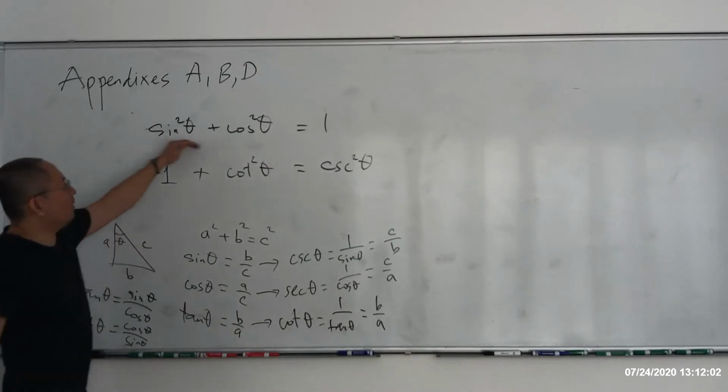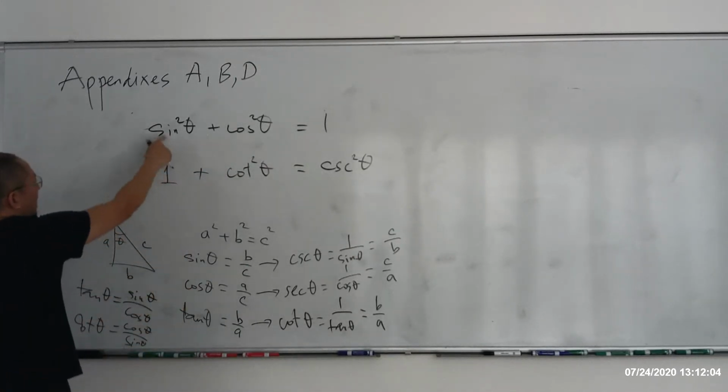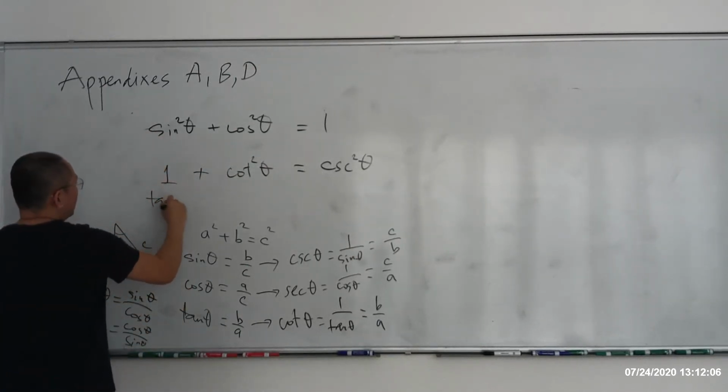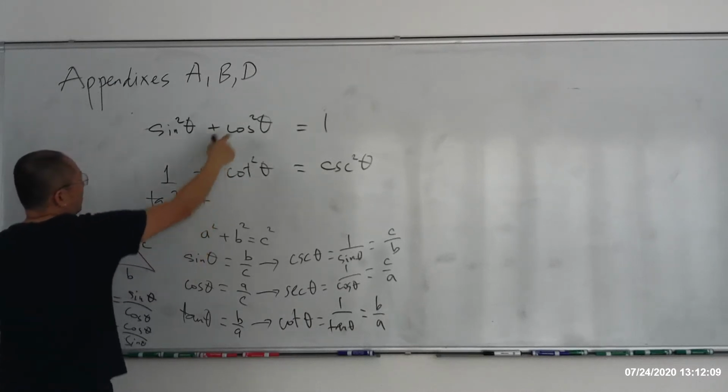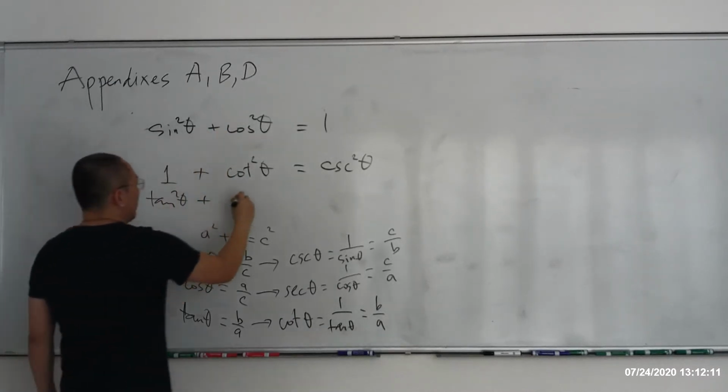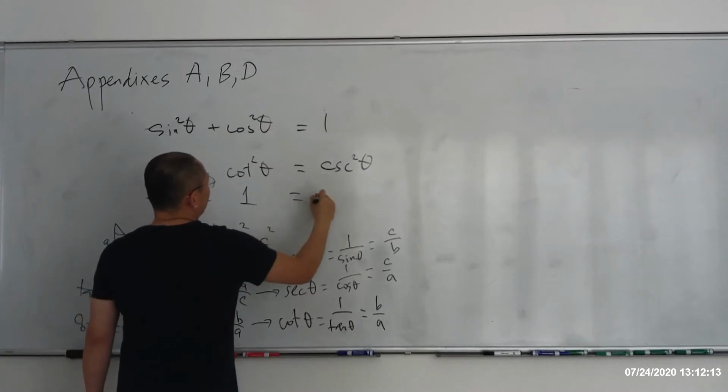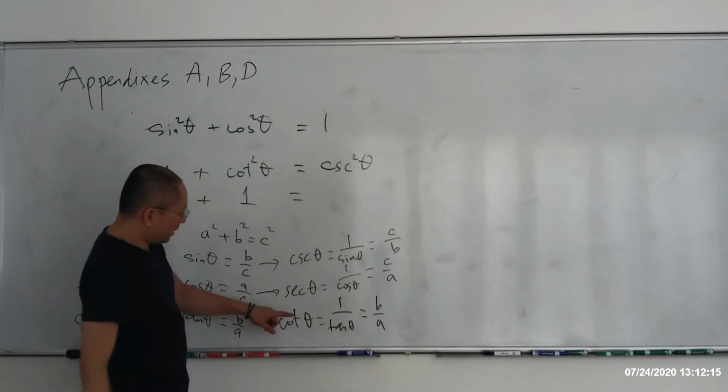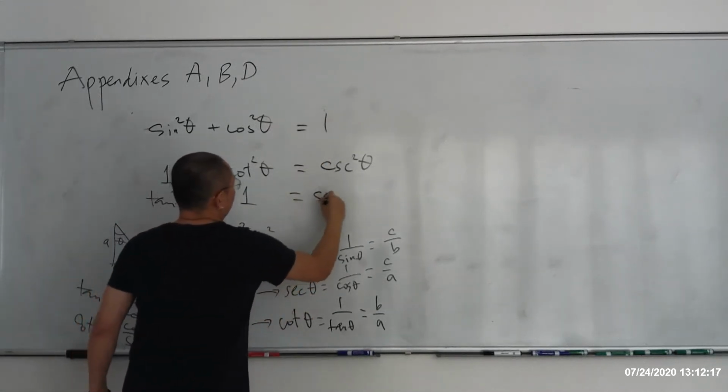Similarly, if I divide both sides by cosine square, sine square divided by cosine square, you get tangent square theta plus cosine square divided by cosine square is 1, so tangent square plus 1 is equal to 1 over cosine square, and 1 over cosine square is secant square.